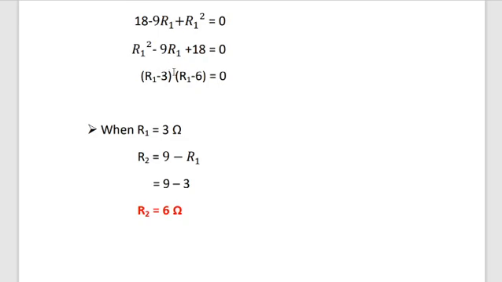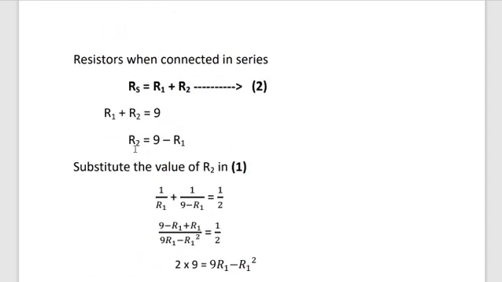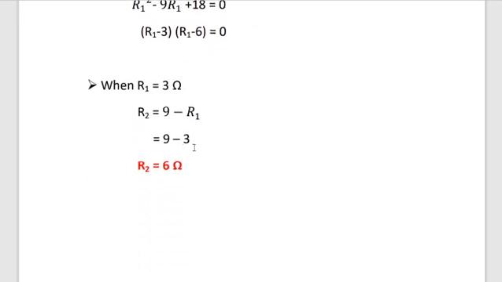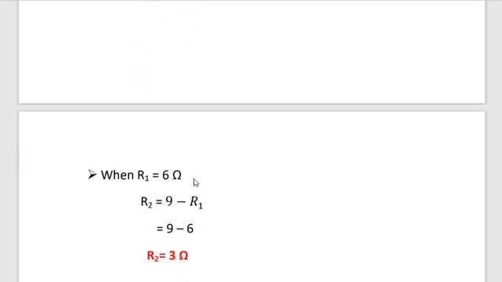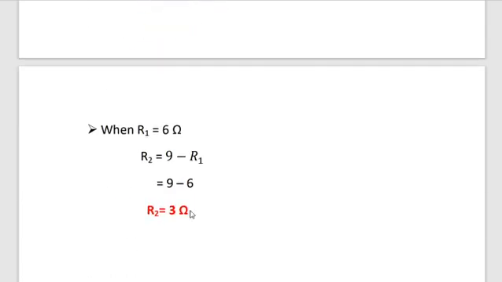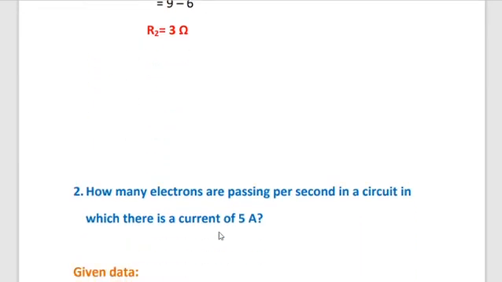When R1 is equal to 3 ohms, what is R2? R2 equal to 9 minus R1, as we already calculated. Substitute the R1 value: 9 minus 3. Here the R1 value is 3. So R2 equal to 6 ohms. Suppose in the second case R1 equal to 6 ohms, what is the R2 value? 9 minus R1, so substitute 9 minus 6. So R2 equal to 3 ohms.